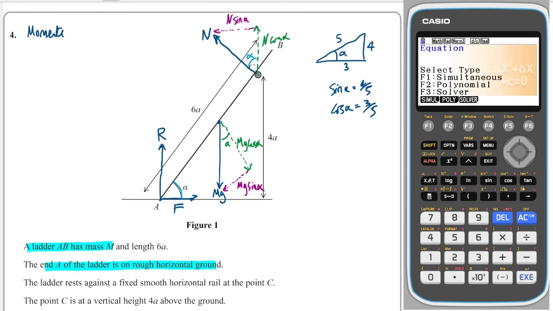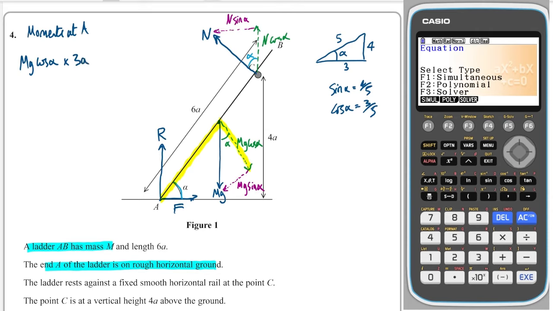So moments at A, it's going to cancel out lots of our forces. So we're going to go along A, we're going to trundle along and we're going to hit our first force. And the force that acts perpendicular to that distance, should I say, is mg cos alpha. So we're going to write mg cos alpha, and that's multiplied by the distance, which is half of the overall rod, so that is 3a.